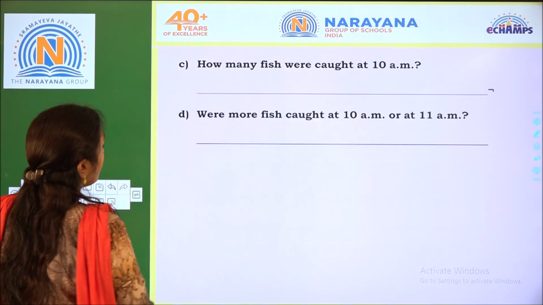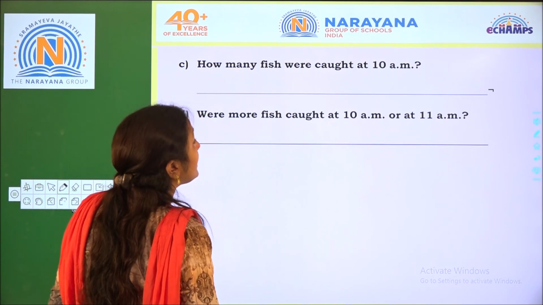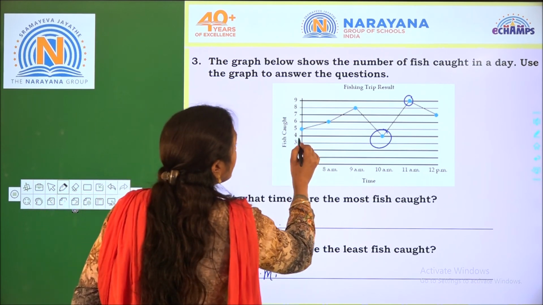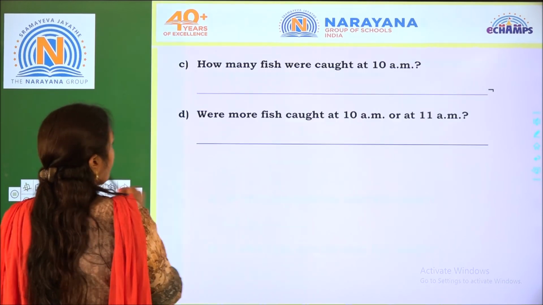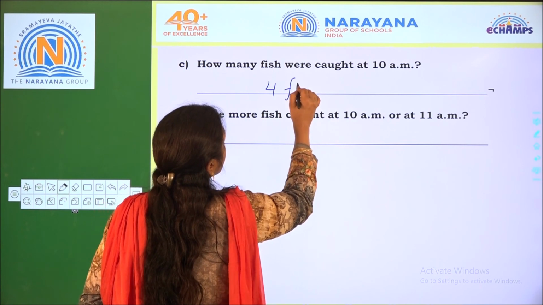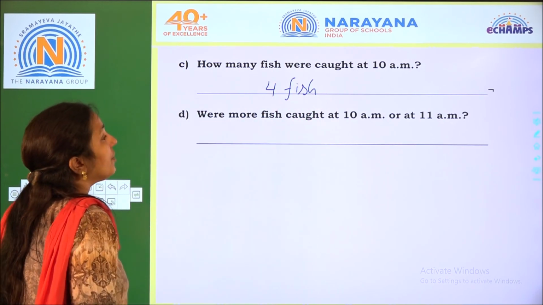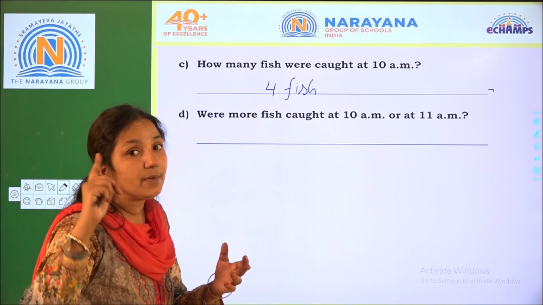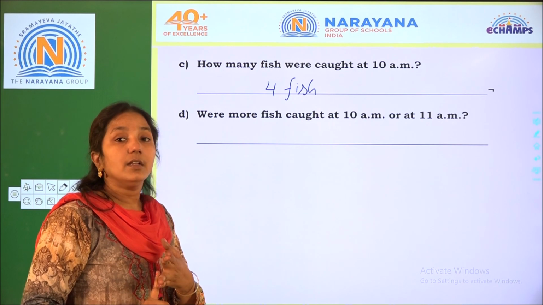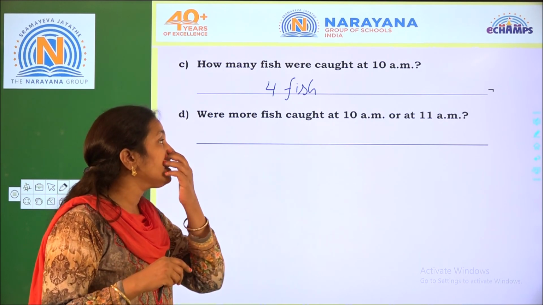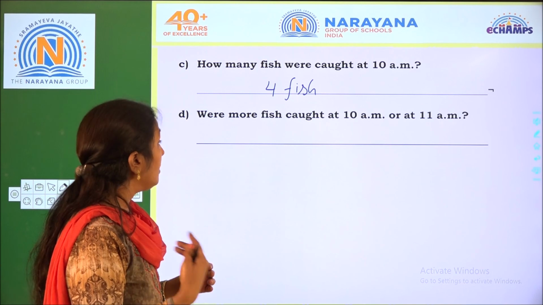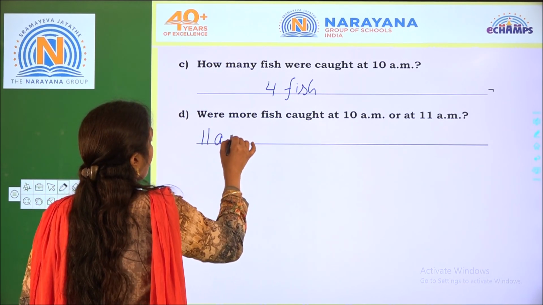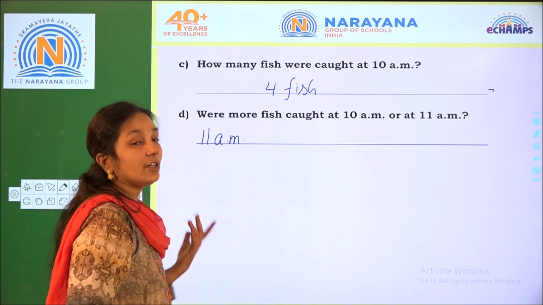Next one. How many fish were caught at 10 a.m.? See, how many fish did they catch at 10 a.m.? 4. How many, children? 4 fish. Were more fish caught at 10 a.m. or 11 a.m.? So, maximum fish they caught at 11. So, minimum they caught at 10 a.m. At what time did they catch more? 11 a.m. Okay children? Got it? Once again practice.